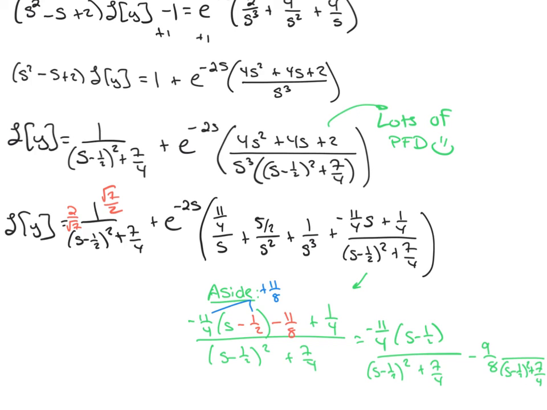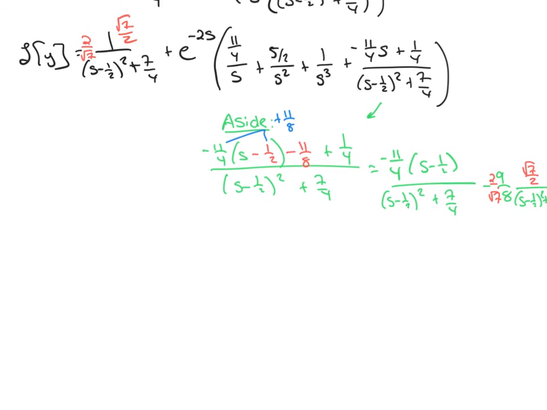But just like the very first fraction we did up here, I want there to be, because it's a sine, a root 7 over 2. So I'll multiply by 2 over root 7 on the outside. All right. Almost done. Almost done. Okay.